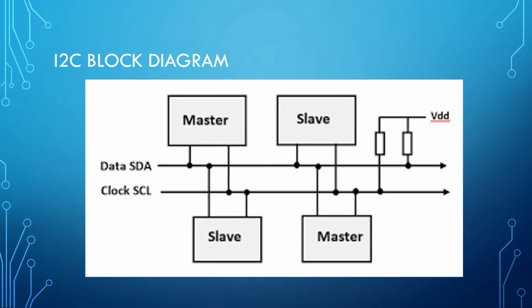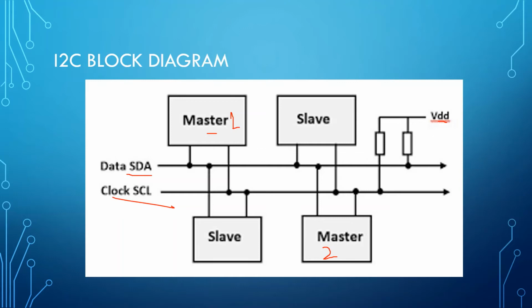This is the block diagram of I2C or IIC. There are two lines: one is for data and another is for clock, to synchronize the transmitted and received bits. Here we can see master 1, and master 2 at the bottom. There are two slaves, and these two resistors are used to pull up the SDA and SCL lines to VDD. So actually these two lines are pulled up.